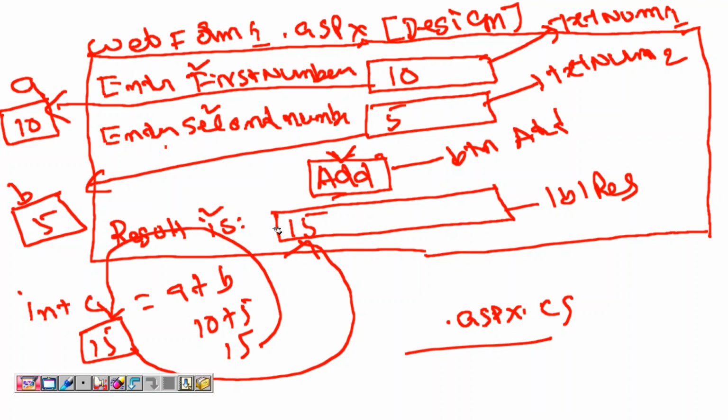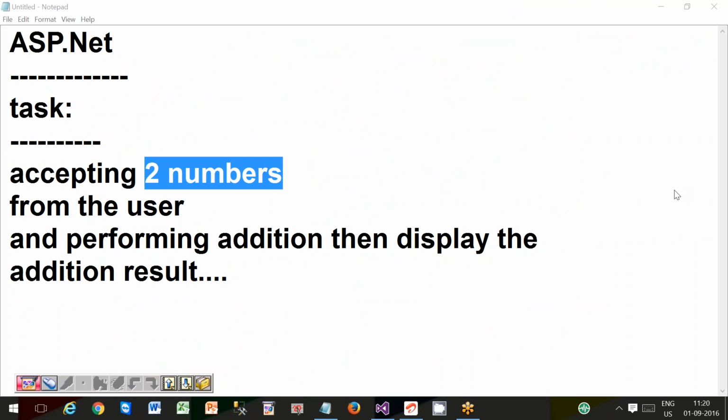How to generate the click event? By double click the button. Under the click event, you have to write the logic. Are you able to generate click event, all of you guys? Yes, sir. Under that click event is a part of what file? .aspx.cs file. Under that you write the logic.